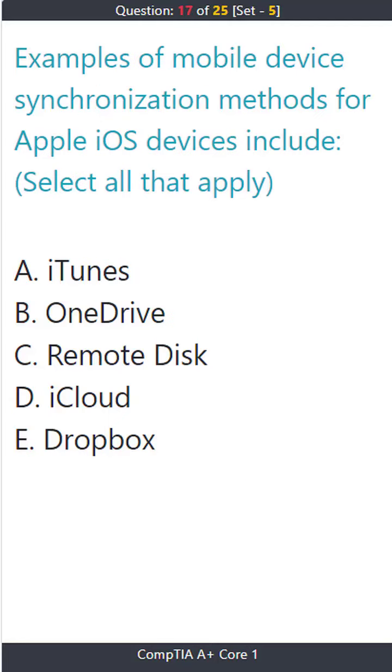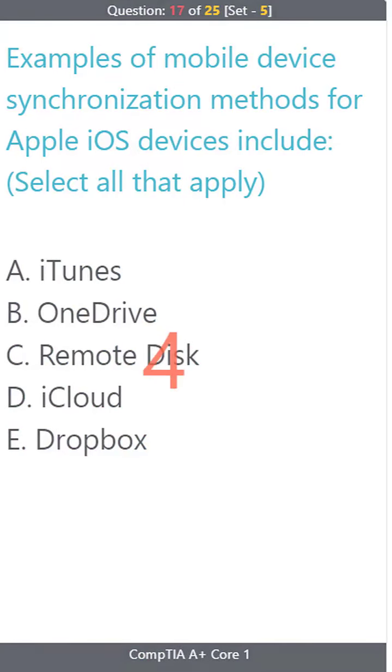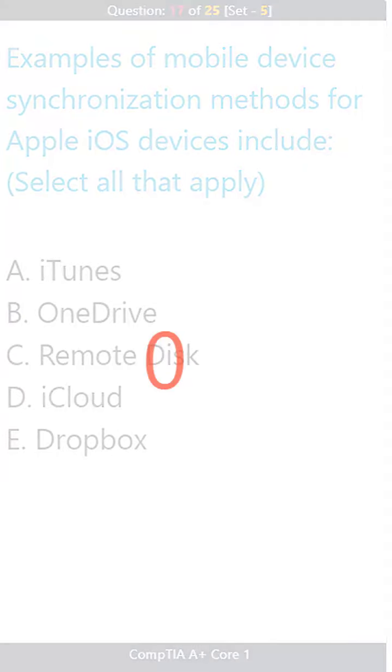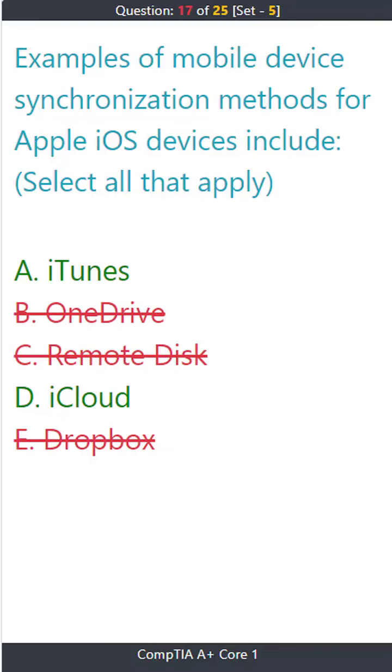Question 17. Examples of mobile device synchronization methods for Apple iOS devices include, select all that apply. A. iTunes. B. OneDrive. C. Remote Disk. D. iCloud. E. Dropbox. The correct answers are A. iTunes. D. iCloud.